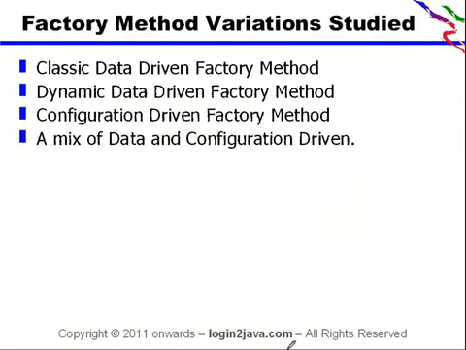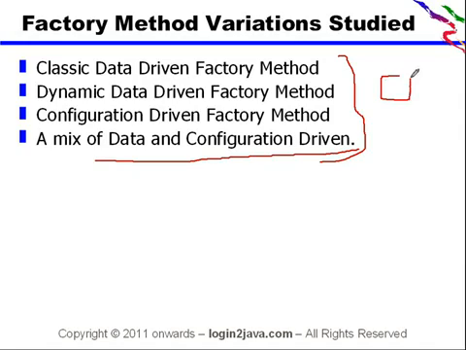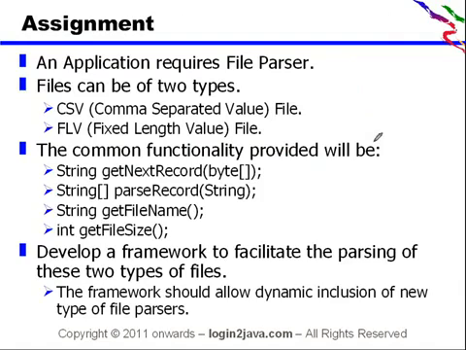So what we saw in today's lecture is the classic data-driven factory method, the dynamic data-driven factory method, the configuration-driven factory method, and a mix of data and configuration-driven. And in all these variations, if you have some common functionality amongst the types of concrete objects that you are generating from the factory, just give an abstract class in between the interface and the concrete implementation for the common implementation.